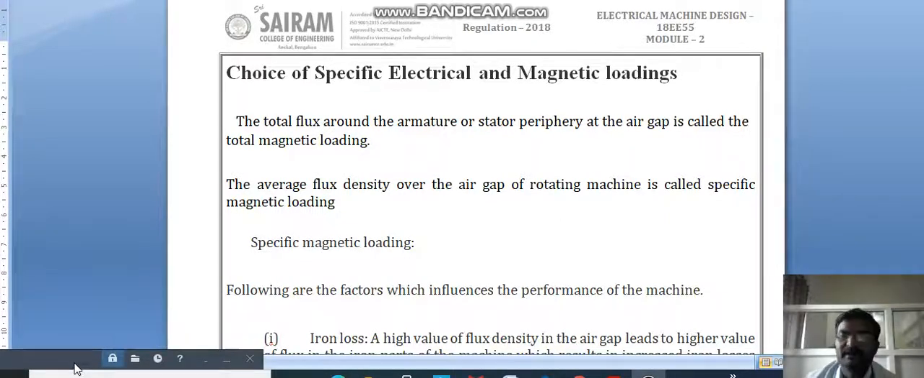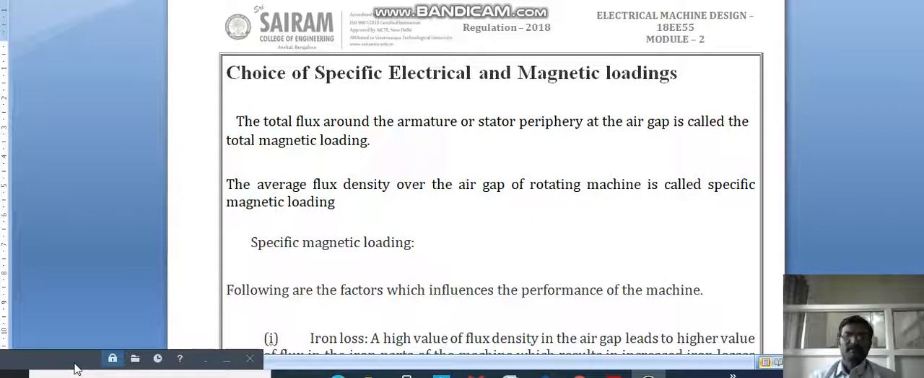Hi to everyone. In this video, we are going to see about the choice of specific electric and magnetic loadings. Before going to the choice of specific electric loading and magnetic loading, what is specific magnetic loading? What is specific electric loading?